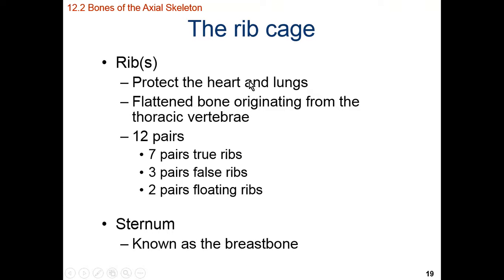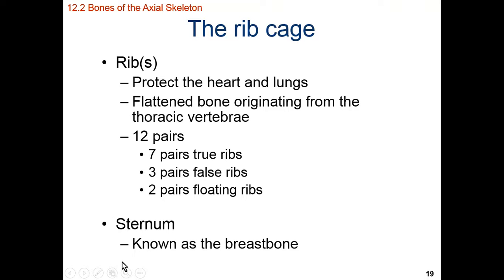Branching off of our 12 thoracic vertebrae, we will have ribs. We have 12 pairs of ribs that correspond to the 12 thoracic vertebrae. Our rib cage, or thoracic cavity, is going to protect the heart and lungs. And our ribs are very flattened bones that originate from all of those 12 thoracic vertebrae. Each thoracic vertebra has 2 ribs, so we have 12 pairs total. Of our ribs, we have 7 true ribs and 5 false ribs. And of those false ribs, generally speaking, 2 of them are going to be categorized as floating ribs.